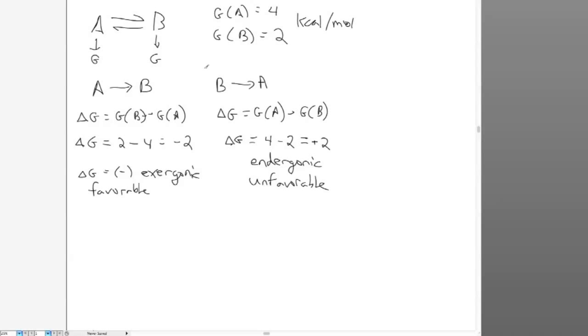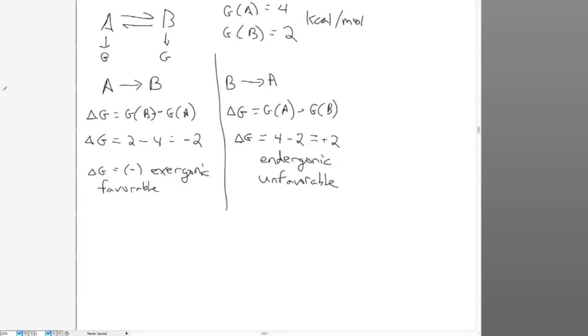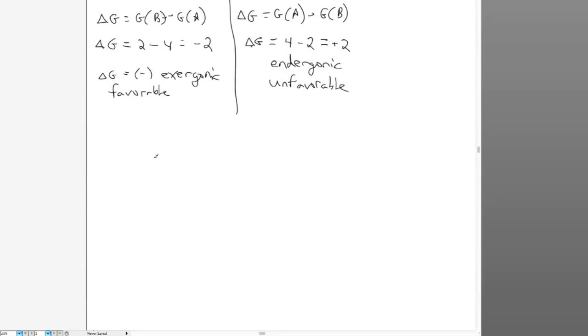Okay, so we have two equations here, and what this tells us about our initial equation, let's rewrite our initial equation, is that the direction from A to B is much more favorable than the direction from B to A. And you can draw it with a large arrow in the favorable direction and a small arrow in the unfavorable direction.